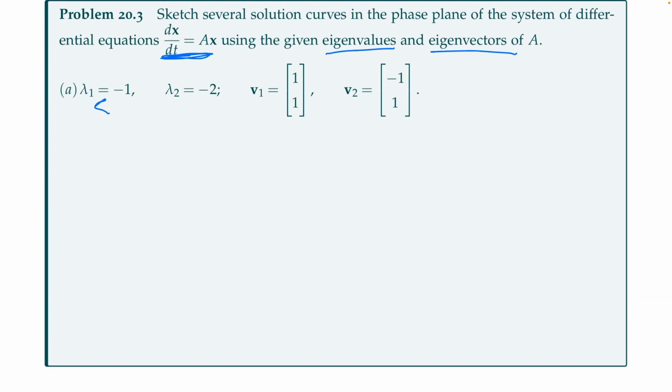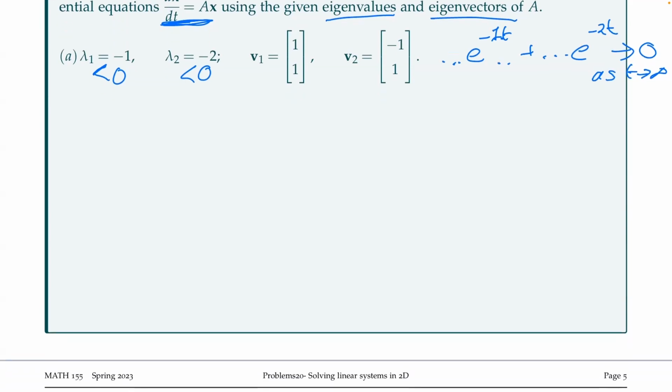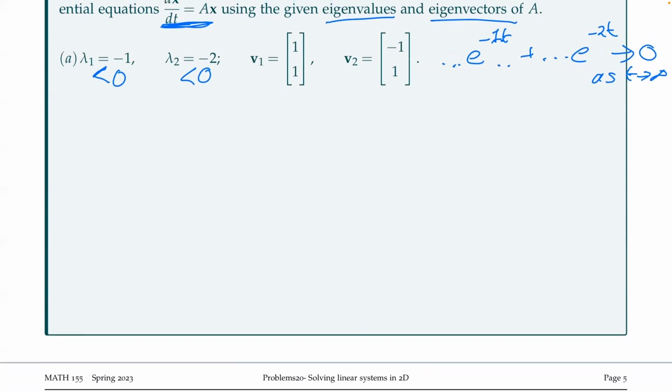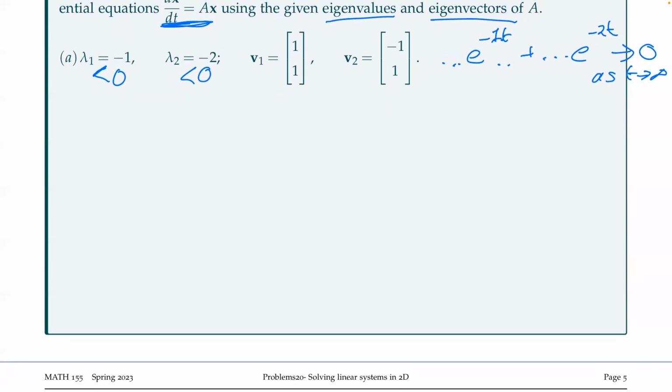We've got lambda 1 is minus 1, so it's negative. Likewise, lambda 2 is negative. So we know that in our solution, we've got e to the minus 1 times t plus something with an e to the minus 2t. And this is going to tend towards 0 as t tends towards infinity. So we know that eventually we're going to tend towards our origin. This means it's going to be stable. All of our arrows are going to be pointing towards the origin. Let's think about what this axis looks like.